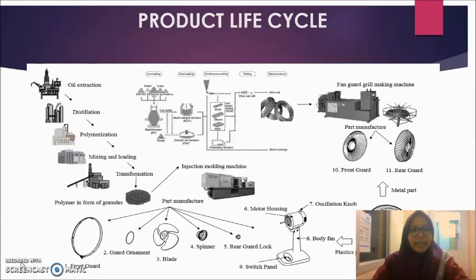Then our product life cycle. To produce this table fan, we use two processes: injection molding machine, and a fine cut grill making machine for the iron part. For the plastic part we mostly use injection molding.